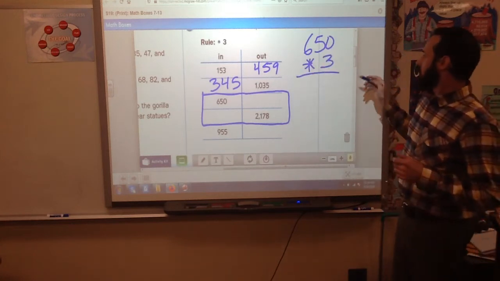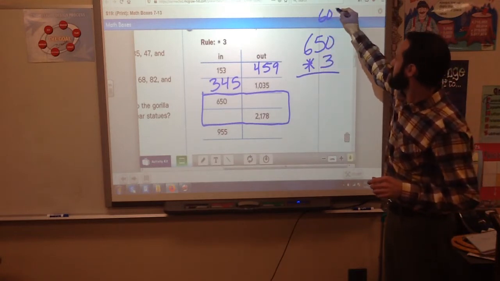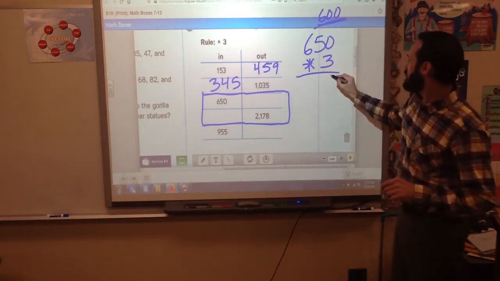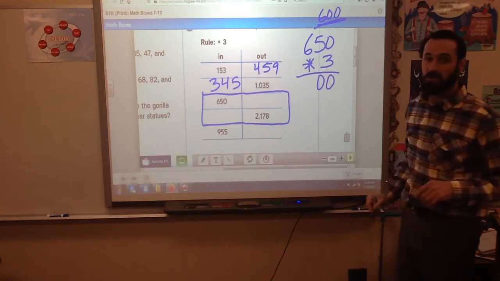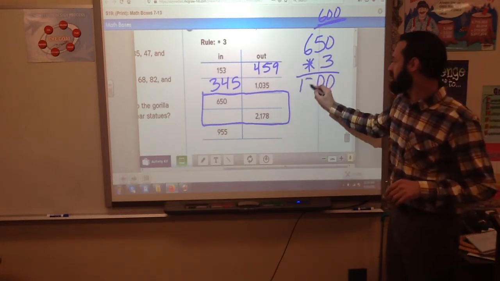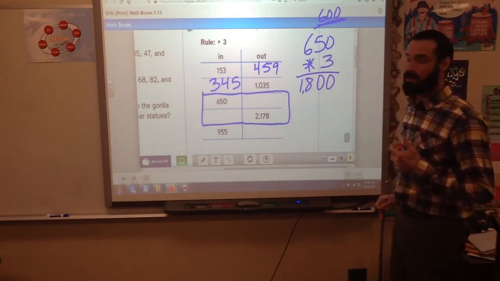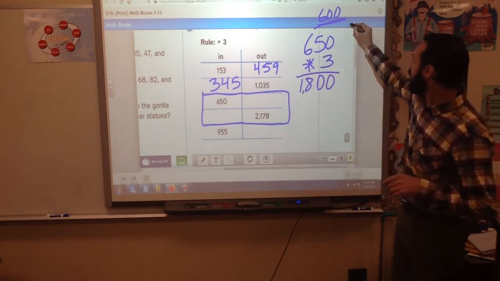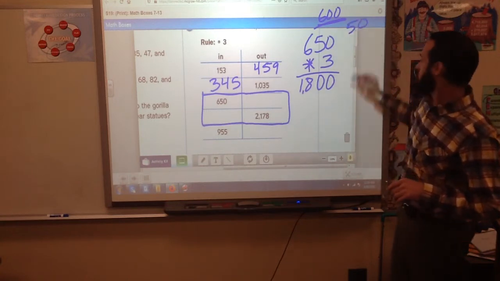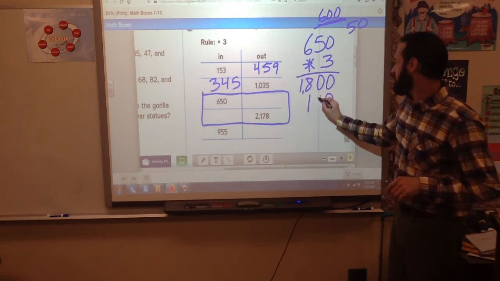And you start with the hundreds. Now that 6 is actually a 600. So if you look, there'd be 2 zeros. I put those down right away so I don't forget about them. And now I can just do 3 times 6, which is 18. So 3 times 600 is 1,800. Now this 5 is actually a 50. There's 1 zero there, so I'm going to put it down right away. And I'm going to do 3 times 5, which is 15.